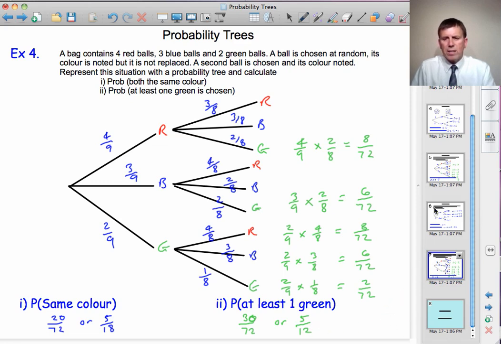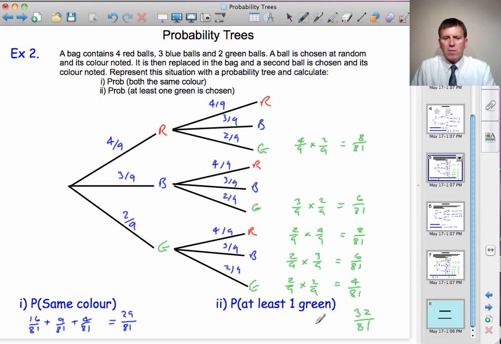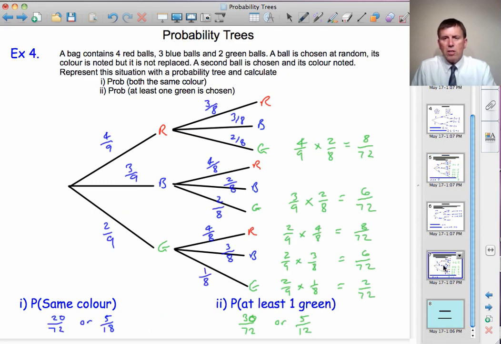Let's just look back at example 2. Here we've got 5/18 or 5/12, and there we had 32/81 and 29/81. Not the same fractions at all. So at GCSE, usually you have independent events where the probabilities don't affect each other, but you can have conditional probabilities, and you certainly do in A-level questions.